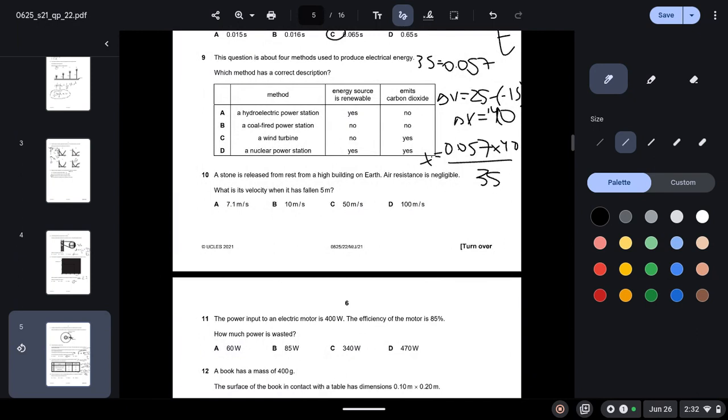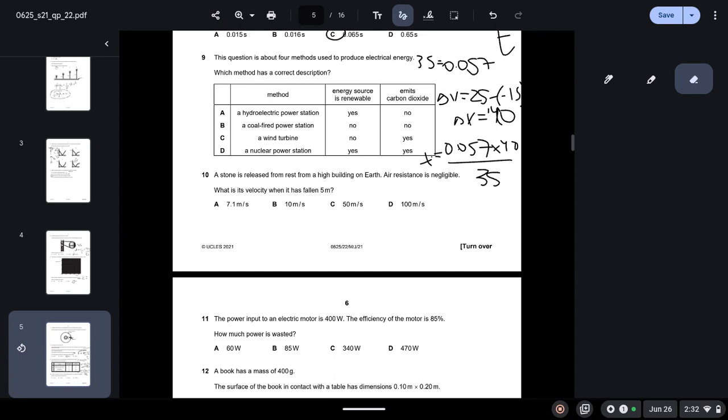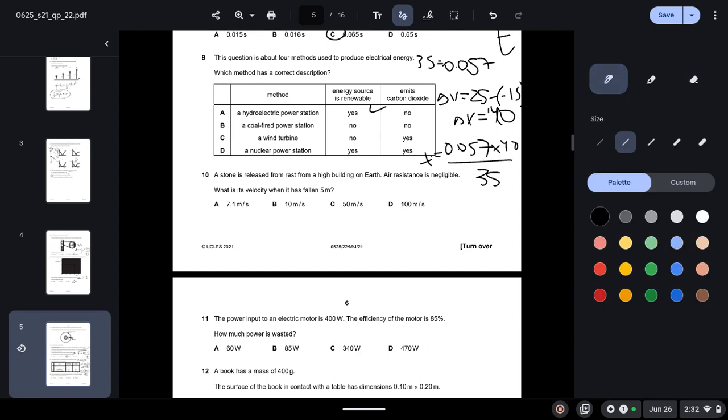Question 9. The question is about 4 methods used to produce electrical energy. Which method has a correct description? A hydroelectric power station. Energy source is renewable, yes. Emits carbon dioxide, no. So this is the correct option.